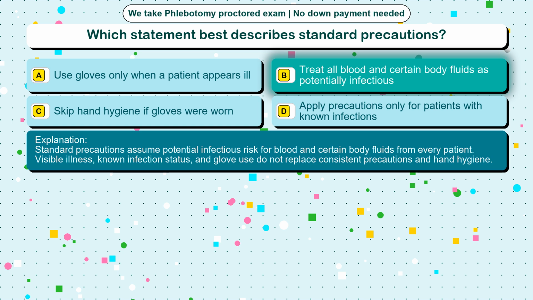Standard precautions assume potential infectious risk for blood and certain body fluids from every patient. Visible illness, known infection status, and glove use do not replace consistent precautions and hand hygiene.